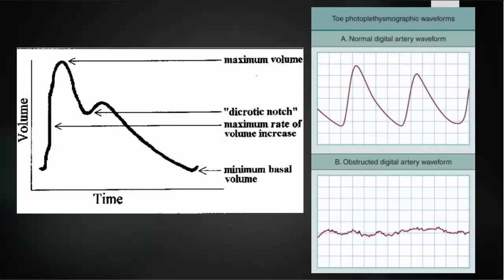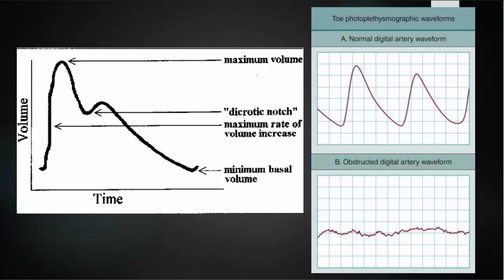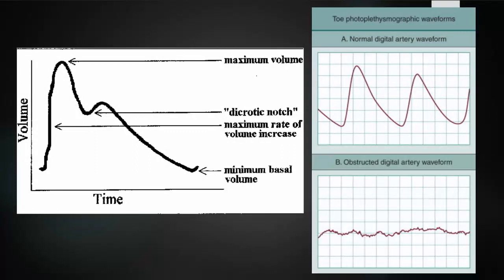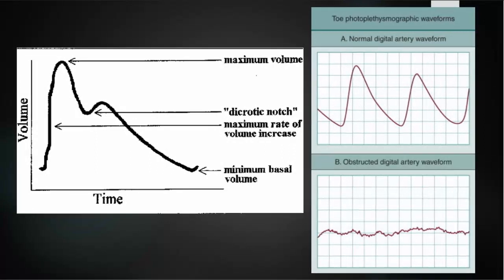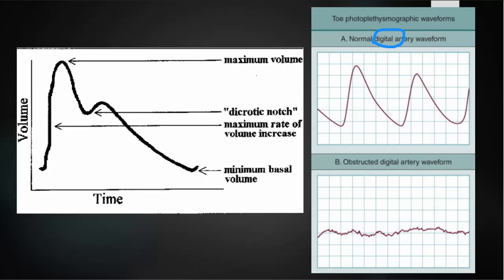So again, here's what we're going to be getting as for our readings. Nice, normal, consistent waveforms representing triphasic flow is what we want. This is not showing triphasic flow on the right side because this is the digital PPG reading that we're getting. We're not going to get triphasic form in the digits anyway, but anything higher than the digits, DPA and up, we want to be getting triphasic.